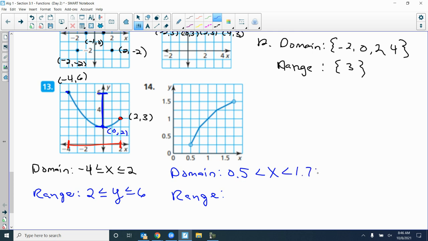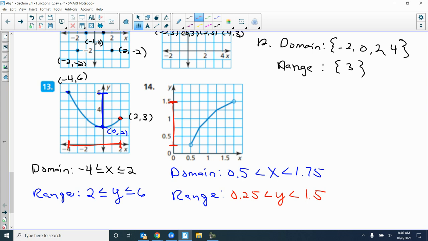Okay, good. Now you got to watch how this is labeled. It goes 0.5, it goes 1, it goes 1.5. So everywhere in between, it's like a quarter. Why did you put or equal to, guys? The circles are open. Nice job, both of you. And that last one in the range here, the lowest value it hits is right here. The highest value it hits is right there. That's your range. And so it's going to be 0.25 is less than y is less than 1.5 for that one.